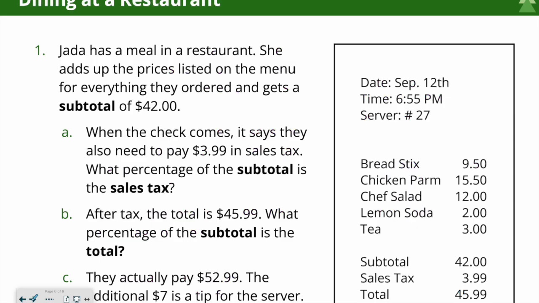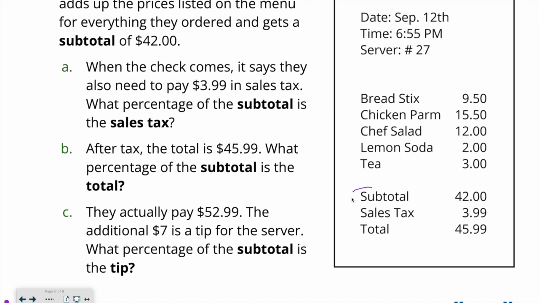And then we went to a restaurant, and Jada has a meal. She adds up the price list on the menu for everything that was ordered and gets a subtotal of $42. And so subtotal is just the total before the tax or tip. When the check comes, it says they also need to pay $3.99 in sales tax. What percent of the subtotal is the sales tax?